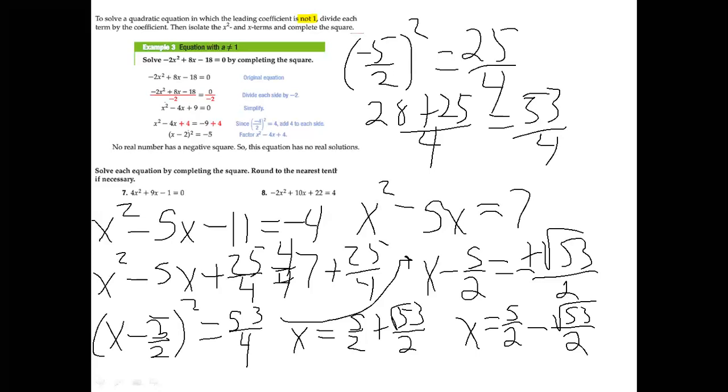And that would give you approximately negative 1.1 if you round it to the nearest tenths. It's actually negative 1.14005. Then if you redo it with adding square root 53 over 2, you get approximately 6.1. The actual answer is 6.14005. Okie dokie.